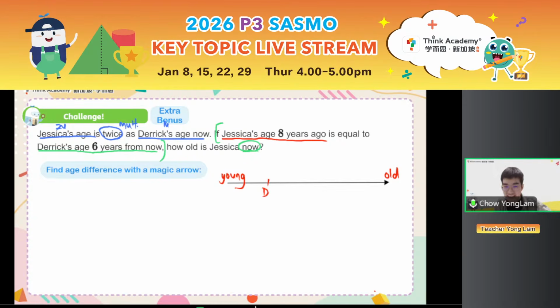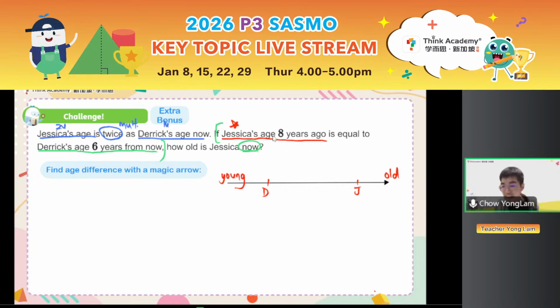Okay, so Derek is younger, right? So Derek is here and Jessica is here. Now I told you Jessica's age 8 years ago is equal to Derek's age 6 years from now. So let's see how their ages will change. Jessica's age 8 years ago, Jessica is younger. So Jessica, go back 8 years. Does that mean it's here? No, because at the same time, Derek's age 6 years from now, Derek's age will need to move bigger.